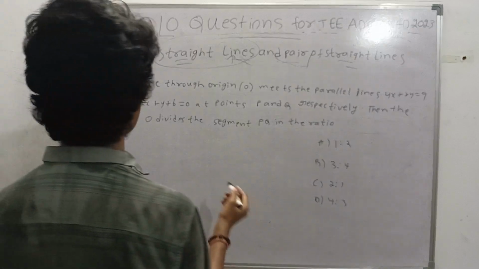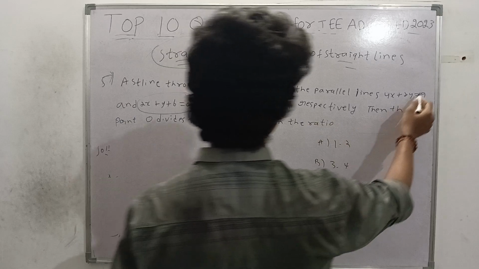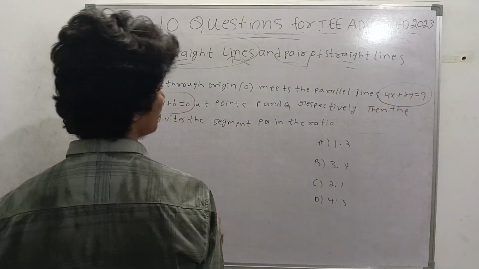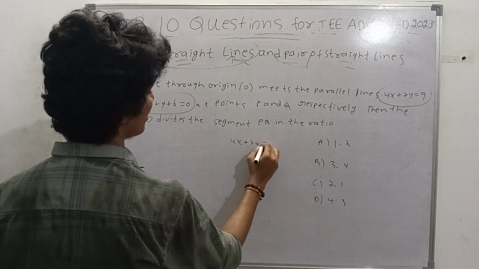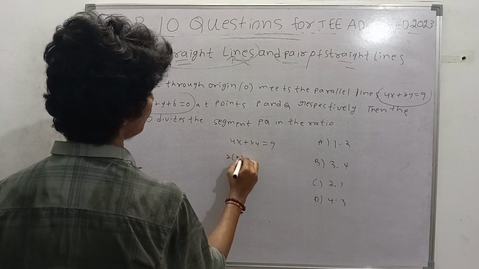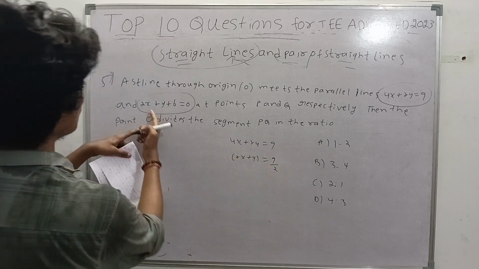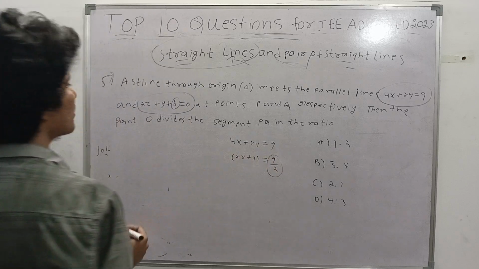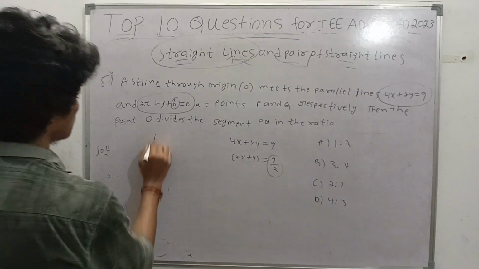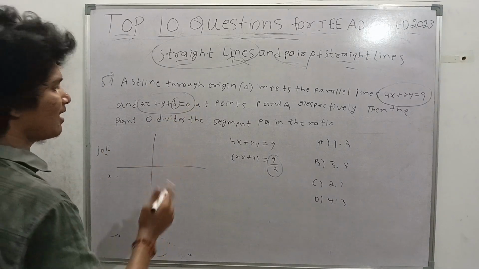There are two parallels given in this question, that is 2x plus y plus 6 equal to 0 and another equation 4x plus 2y equal to 9. How can you identify the parallel equations? In 4x plus 2y equal to 9, if you take common 2, it will be 2x plus y equal to 9/2. You can see here 2x plus y, 2x plus y, and the constants are different. So it is definitely parallel lines.